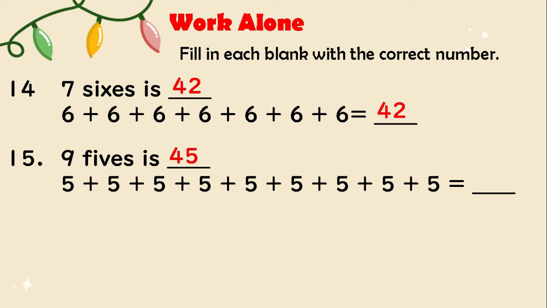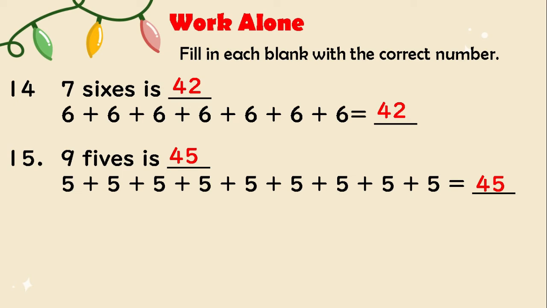The answer is 45. Very good. So as you can see, kids, we did repeated addition. This lesson is an introduction for multiplication. Always remember that we can easily count objects if we group them, and we can count things in groups by doing skip counting.